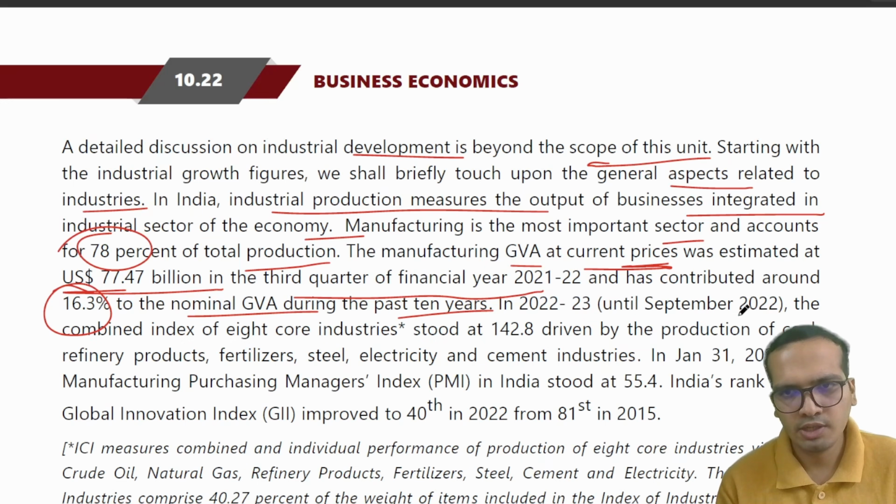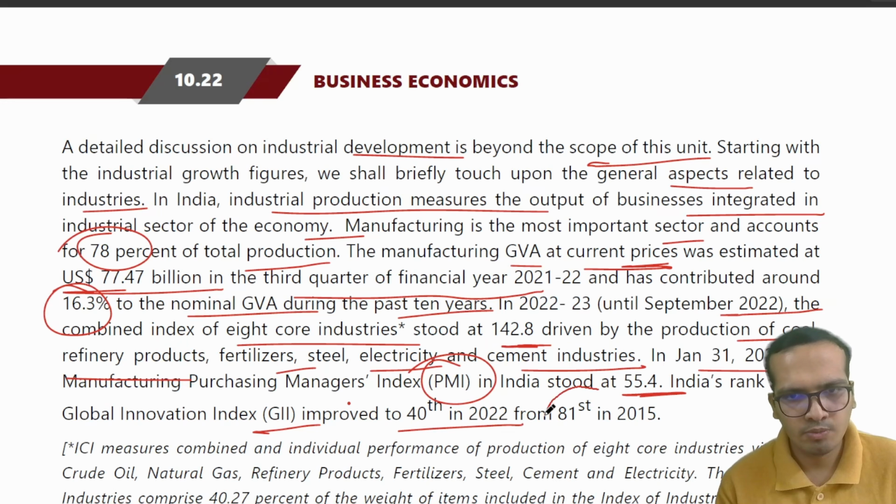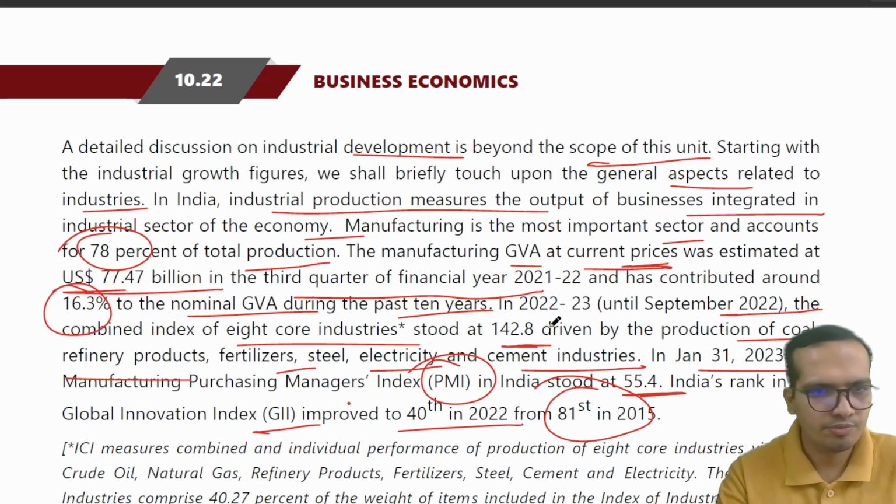In 22-23 until September 22, the combined index of 8 core industries stood at 142.8, driven by the production of coal, refinery products, fertilizer, steel, electricity and cement industries. On 31st Jan 2023, the manufacturing Purchasing Managers' Index PMI in India stood at 55.4. India's rank in the Global Innovation Index GII improved to 40th in 2022 from 81st in 2015.